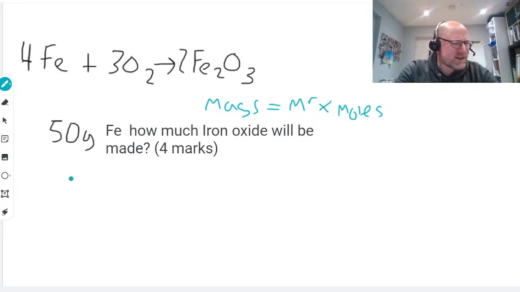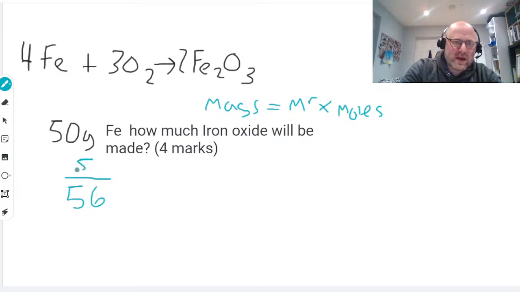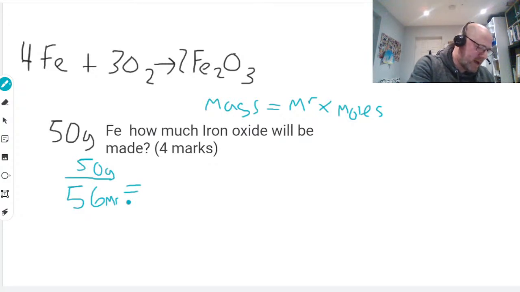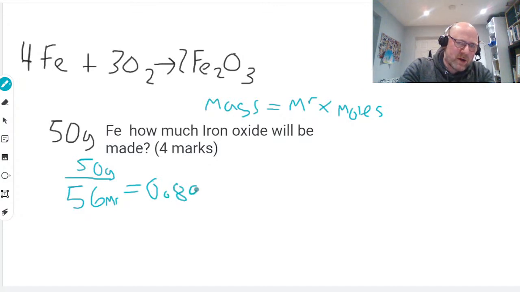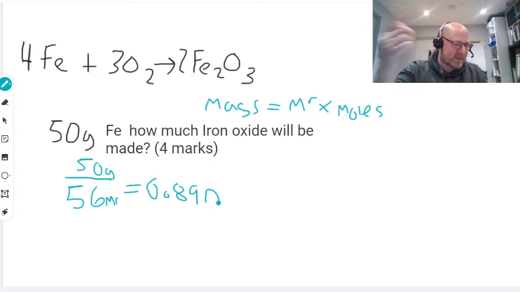Yeah, so iron is like 56. So we're going to go 56 as the MR. We got 50 grams, so we want to divide 50 by 56. I like to write everything out so I don't forget what I'm doing. I'm just going to round here. This is going to give me 0.89 moles. Some people like to use an N for number of moles. If they put M, it gets confusing.